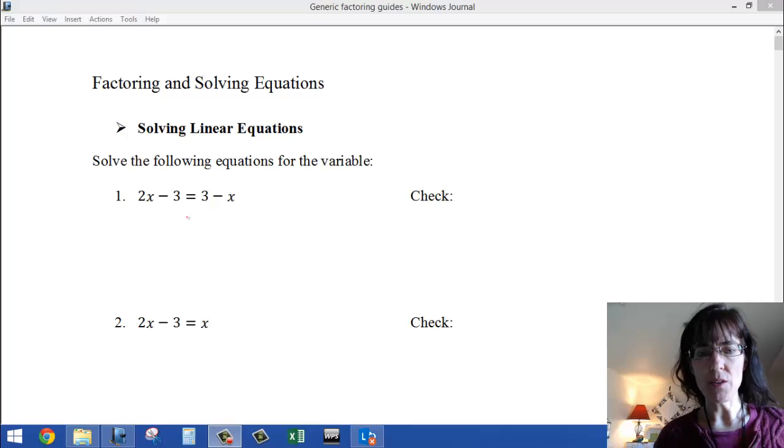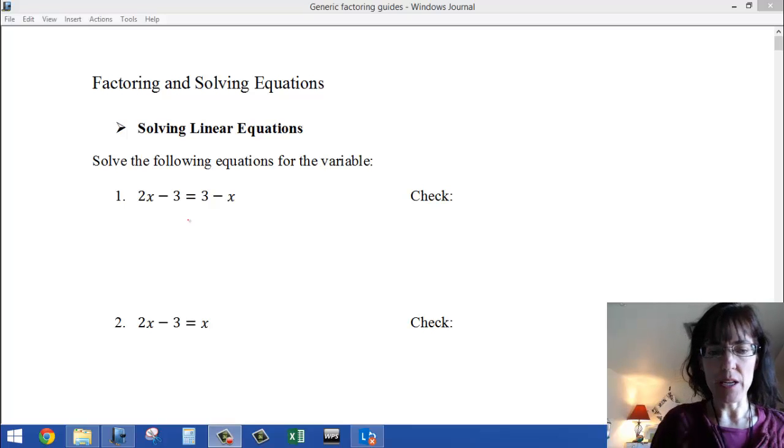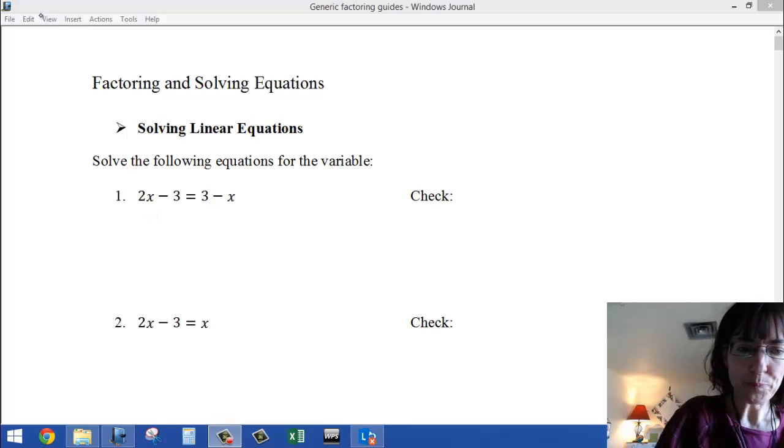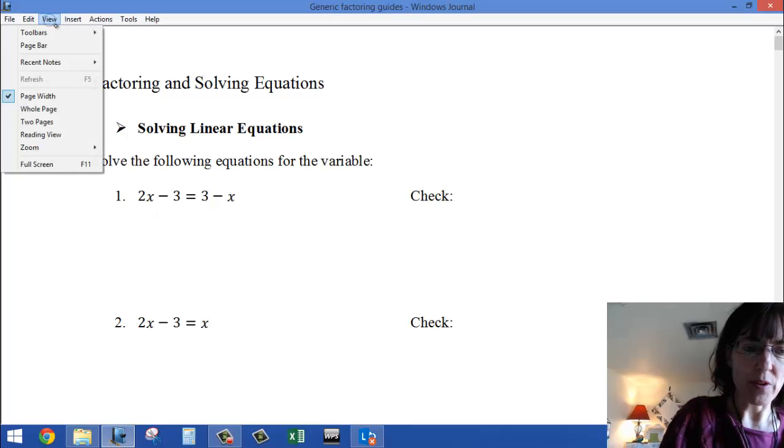Let's look at solving linear equations. The first thing we need to think about is to look at the variables and see how many variables you have in your equation, and do you really have an equation. In this first example, we really do have an equation. I can see the equal sign there.